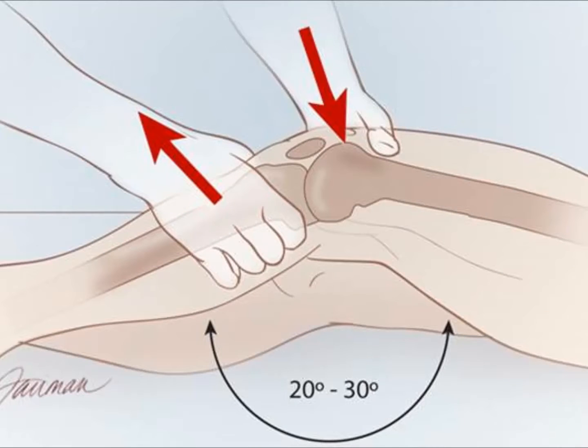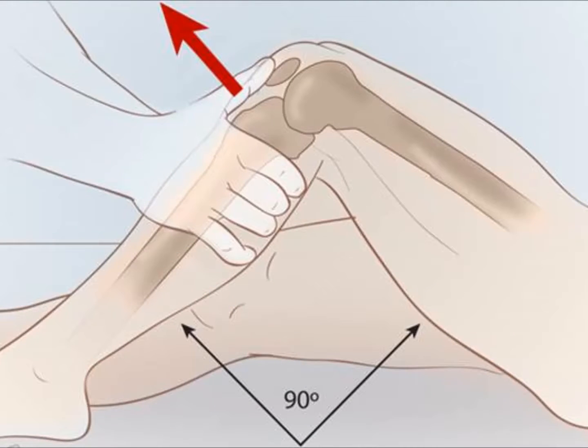And here are a couple of pictures of what the tests should look like and a little bit more on the hand placement. So first we have the Lachman's test here, and next we have the anterior drawer test here. And I will be showing videos on how to demonstrate these tests properly.